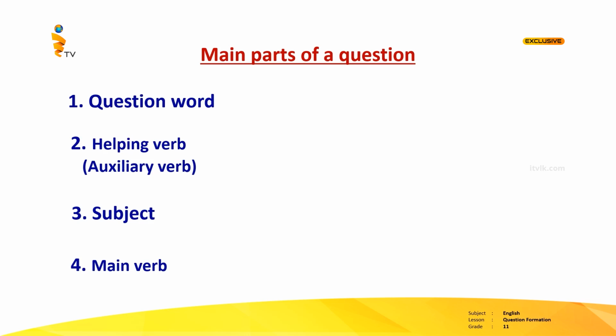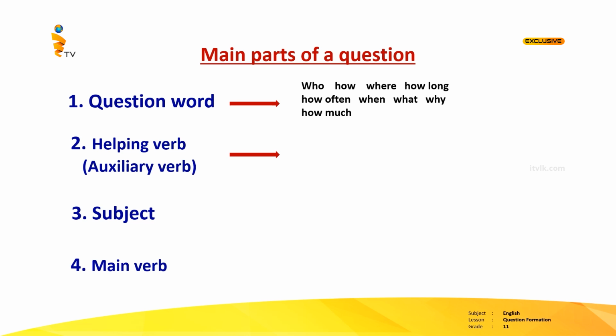Now, there are 4 main parts of a question: question word, helping verb, subject, and the last part is the main verb. Question word: most of the time a question starts with who, how, where, how long, how often, when, what, why, how much, etc. Helping verb: this is also called auxiliary verb. This can be verbs like is, am, are in the present tense and was, were in the past tense, do and does in the present tense and did in the past tense, have, has in present tense and had in the past tense. We also use modal verbs like can, should, will, etc.